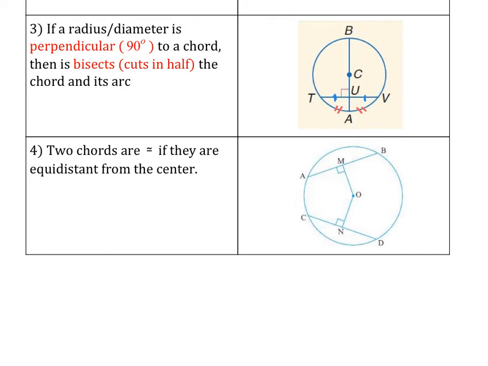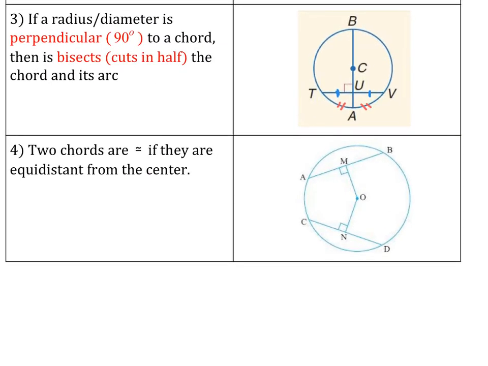The last fact is 2 chords, so you can see in this picture that'd be A, B, and C, D, are congruent if they are equidistant, meaning equal distance from the center. So if you see a picture like this, and we know that this distance is the same as this distance, now these 2 chords are equal distance from your center, so we know that chord AB is congruent to chord CD. So once again, if the chords are equal distance from the center, then the chords must be equal themselves.